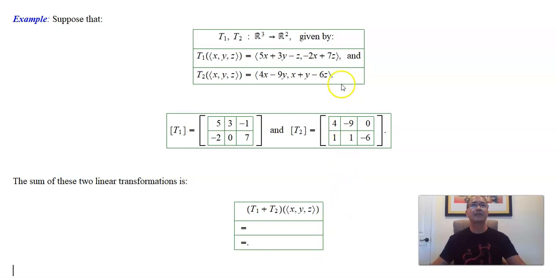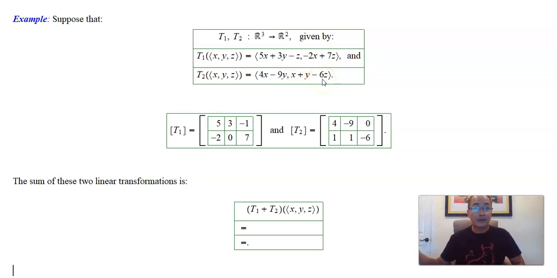Okay, so let's do this example. Let's have T1 and T2, both of them going from R3 to R2. So here are their formulas. X, Y, and Z will go to the vector 5x plus 3y minus z in the first component, and negative 2x plus 7z in the second component. So notice there's no y term over here. There's nothing wrong with that. Where will x, y, z go under T2? It will go to 4x minus 9y, so there's no z, and x plus y minus 6z.